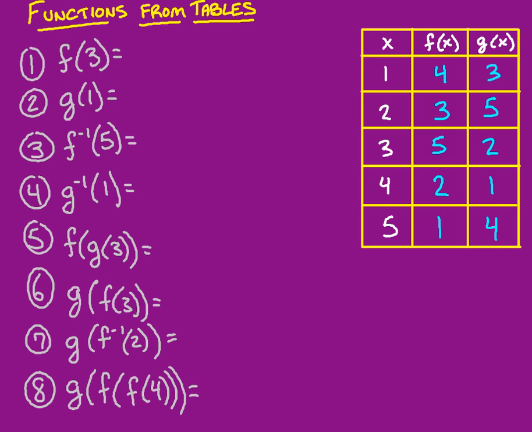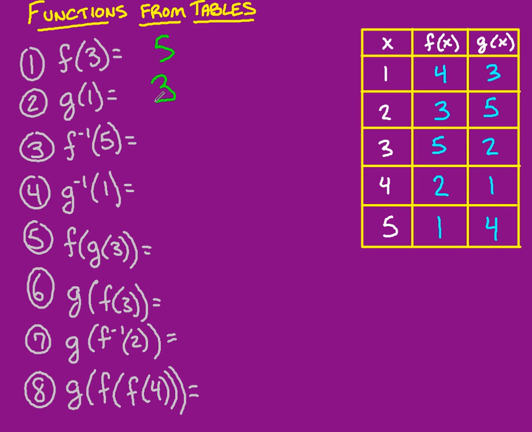So for f of 3, the way you look at this, here's your x table. So when x equals 3, what is f of x? It is this number right here, which is 5. Same here for g of x, or g of 1 in this case. So g of 1 is equal to 3. So when asked for a function value, you're just looking right down the table.